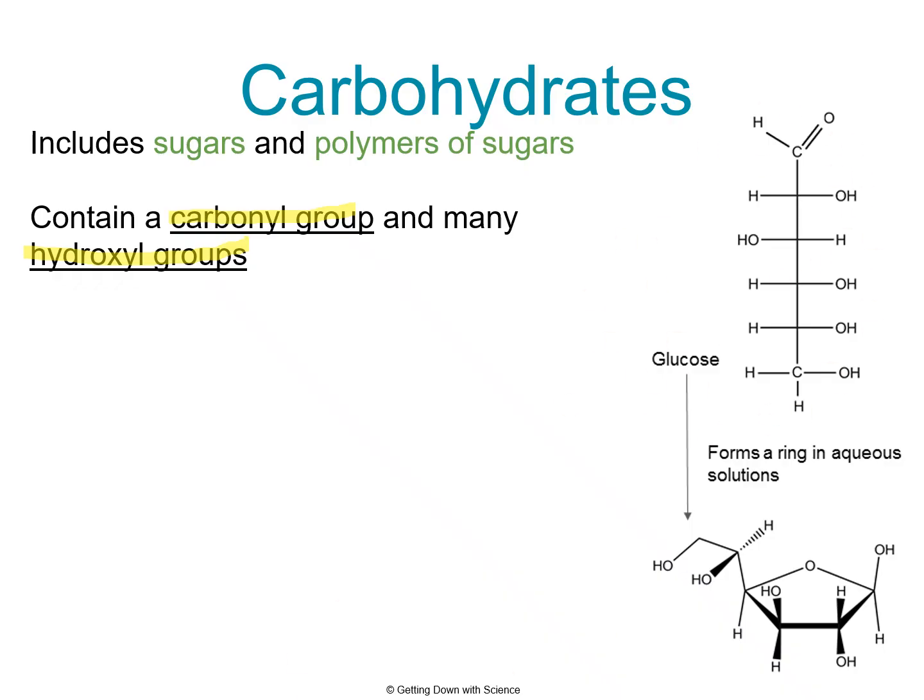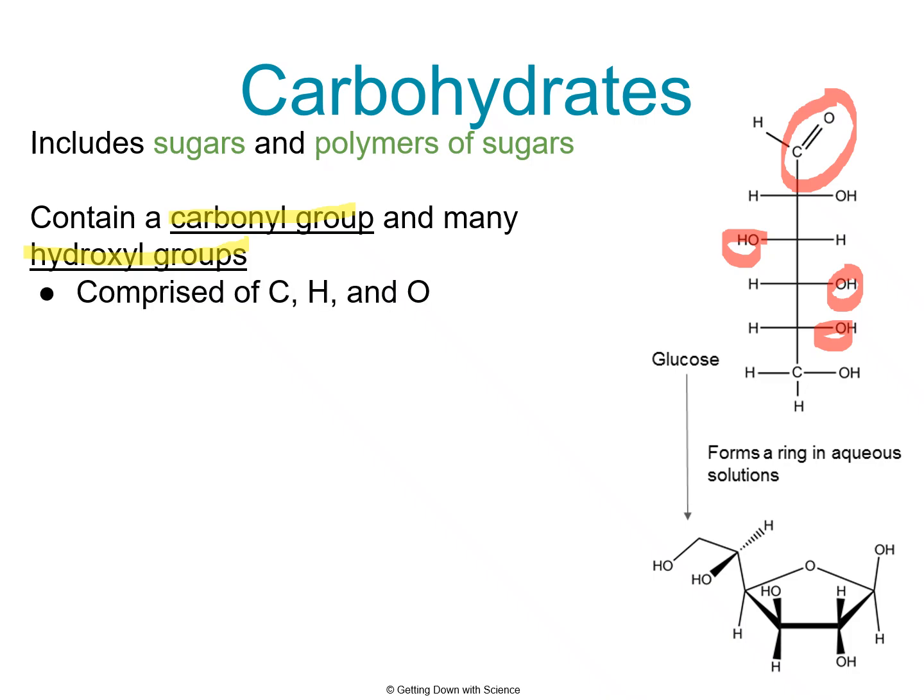All right, so the carbonyl group is the carbon double bonded to oxygen, and the hydroxyl group is OH groups. So wherever there's an OH group, those are hydroxyl groups. Carbohydrates are made up of carbon, hydrogen, and oxygen only. There's no other element that is involved. So this is our CHO, and you guys should recall this from pre-AP bio.